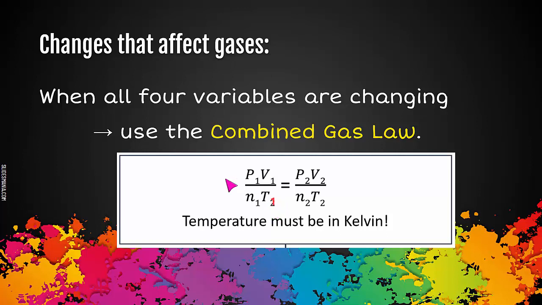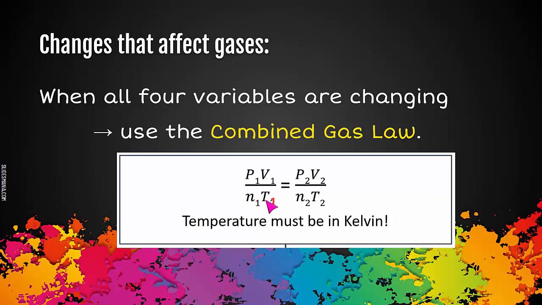Okay, so this is the combined gas law. What you need to make a note of in your packet is that all of these ones here on the left refer to what's called initial conditions. So before the change happened, this is the pressure, the volume, the number of moles, and the temperature before a change happened. Then the change happens.